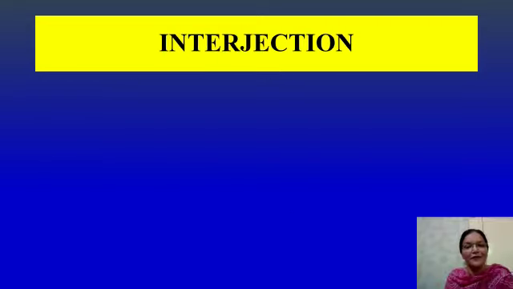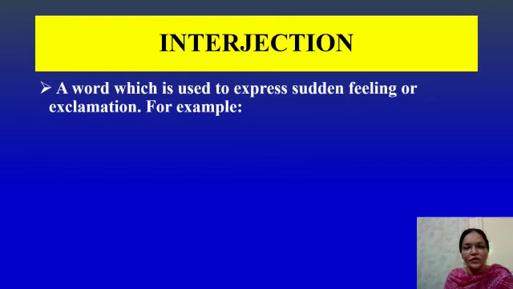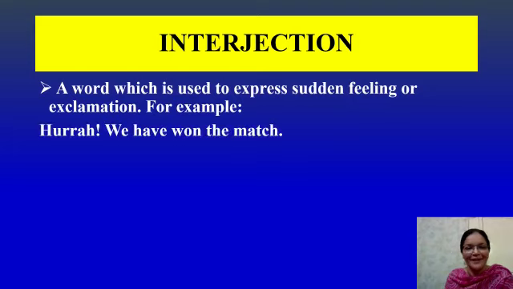And the eighth part of speech is interjection. Interjection is a word which is used to express sudden feelings or exclamation. For example, hooray, we have won the match. In this sentence, the word hooray is there to show the sudden feeling of joy. So it is an interjection.